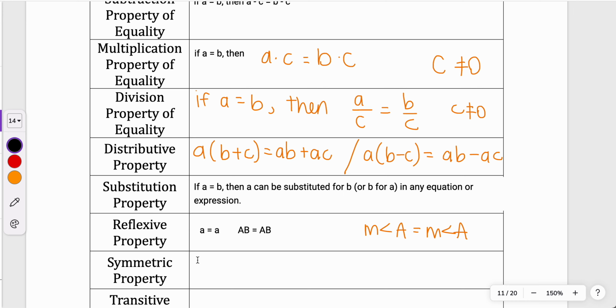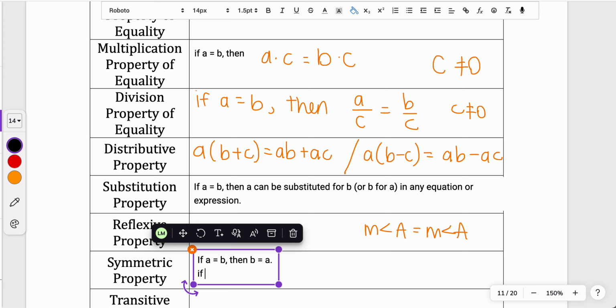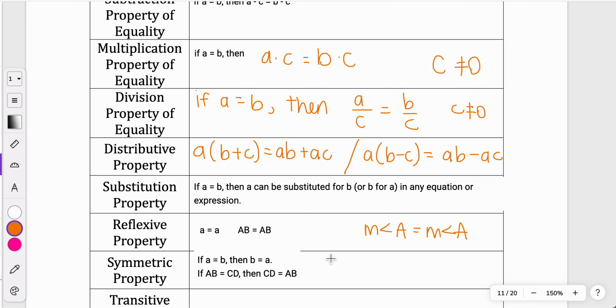The symmetric property really just has those flipping, so that would be more of a mirror image, I guess. So if A is equal to B, then B is equal to A. If segment AB is equal to CD, then CD is equal to AB. And then you can also have some angle measurements here. If the measurement of angle A is equal to the measurement of angle B, then the measurement of angle B is equal to the measurement of angle A. Okay, so symmetric is making that symmetry happen.